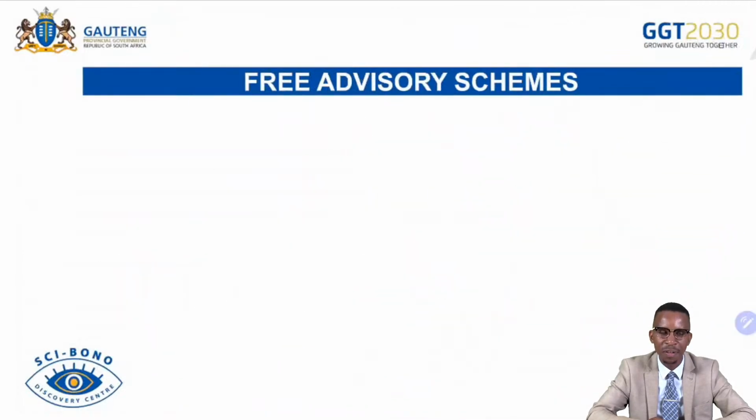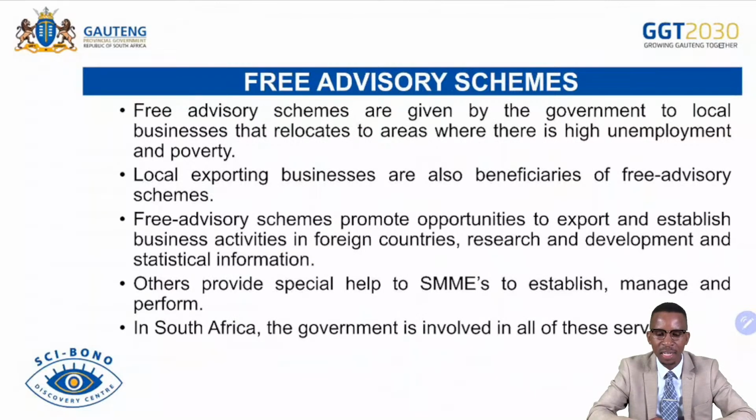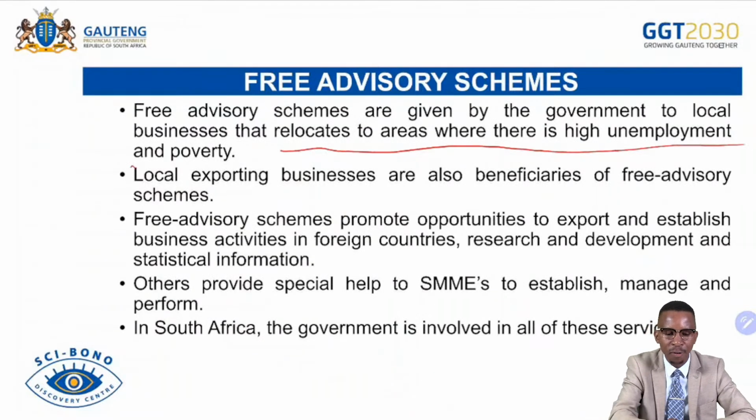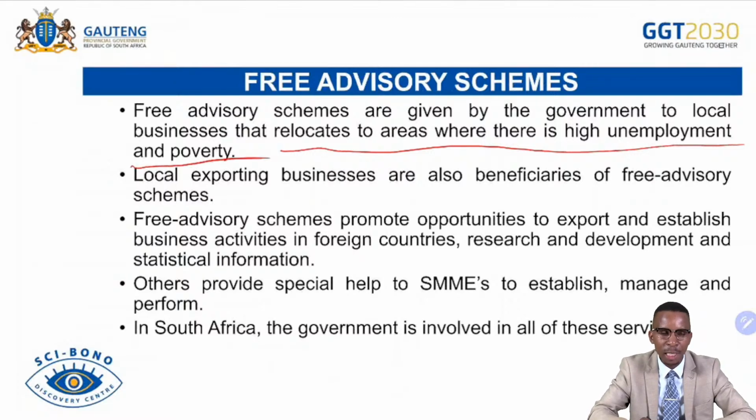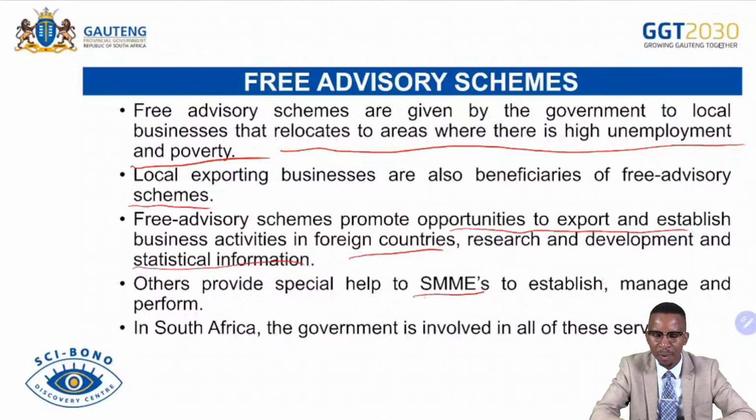And then we talk about the free advisory schemes. So free advisory schemes are given by the government to local business that relocate to areas where there's a high level of unemployment and poverty. Local exporting businesses are also beneficiaries of free advisory schemes, those that are producing mainly to export goods to the global market or foreign markets. Free advisory schemes promote opportunity to export and establish business activities in the foreign countries, research and development, and statistical information. Others provide special help to SMMEs, small, micro, and medium enterprises, to establish, manage, and perform.